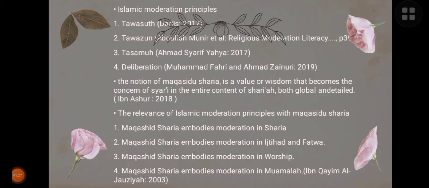For the second point, which is about the understanding of Maqasid Sharia. The term maqasid is the plural form of maqsad, which means purpose and objectives, while sharia means the laws of good, which are set for humans in order to be guided to achieve happiness in life, the world, and the hereafter. Ibn Masud defines maqasid sharia as the value or implied message that is the sharia's concern in all the contents of the sharia, either specific or global.